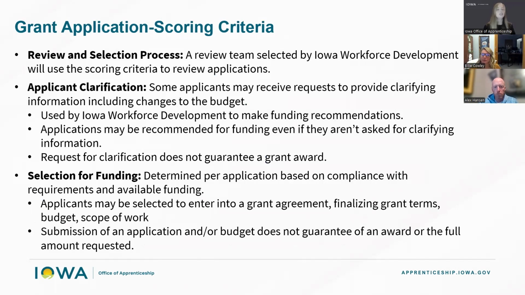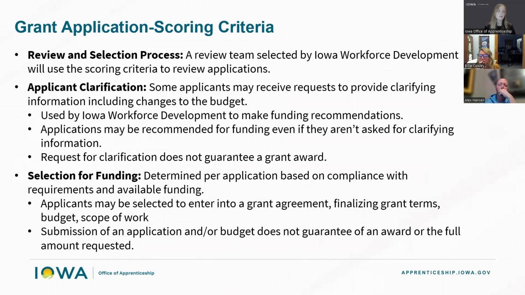So you submit your application. Here's what the next step looks like. There is a review and selection process. There's a review team that is selected by Iowa Workforce Development. They're going to use that scoring criteria to review the applications. During this time, some applicants may receive requests to provide clarifying information. That just allows the scoring team to make funding recommendations.